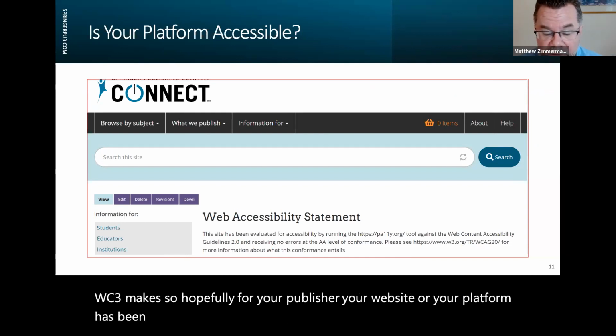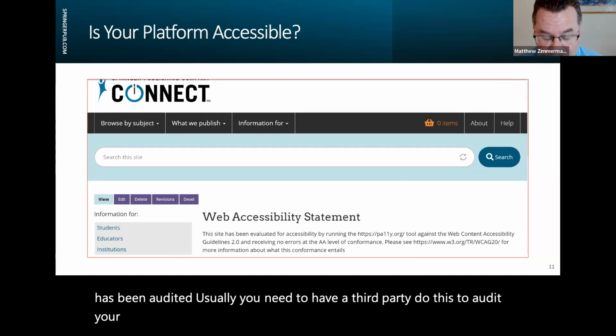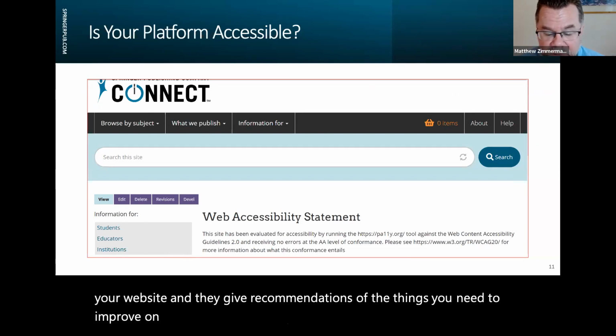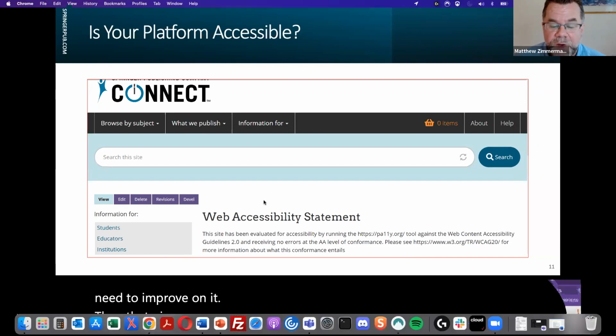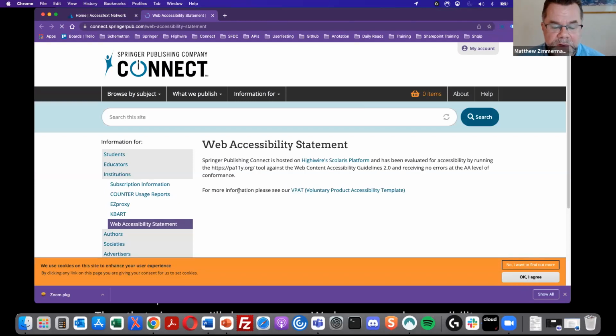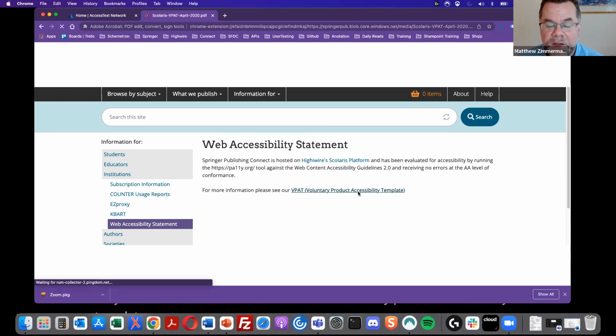Usually you need to have a third party audit your website, and they give recommendations of the things you need to improve on it. And that gives you, I'll show you ours, we have our web accessibility statement. But really what most funders or organizations are going to ask you for is a VPAT certification, the Voluntary Product Accessibility Template. It's a very long document.